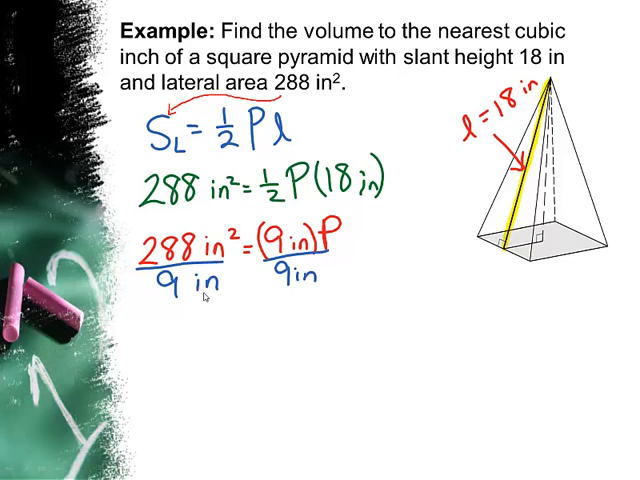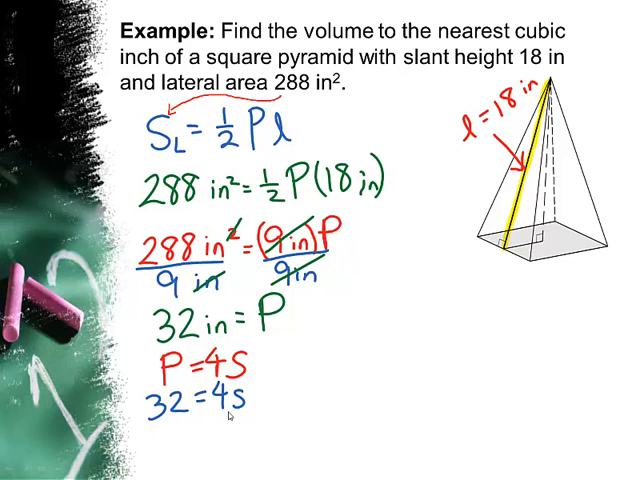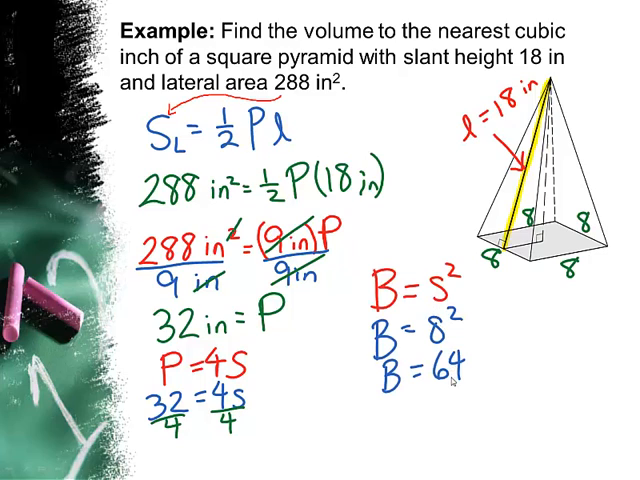I'm going to divide both sides by 9 inches. And by the way, the inches squared here becomes inches. Inches squared divided by inches is inches. Here, the inches simplify. So I end up with 32 inches as the perimeter. Since this is a square, that means the perimeter is just 4 times the side length. Well, I can figure out then that the side length is going to be 8. My square has sides 8, so the base area is side squared, which is 64.